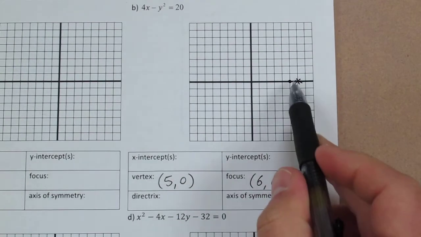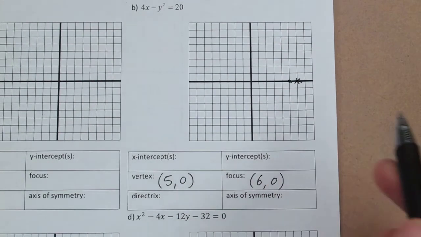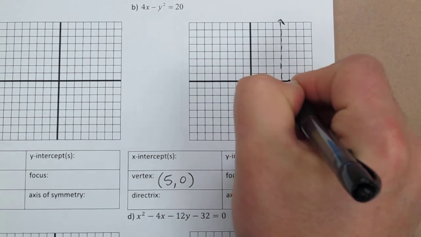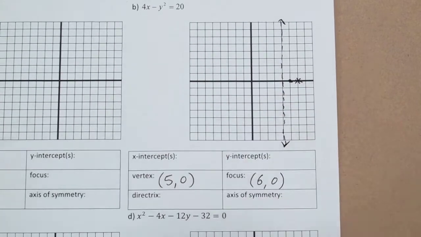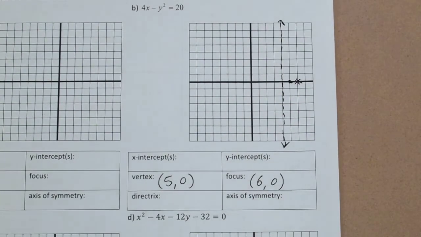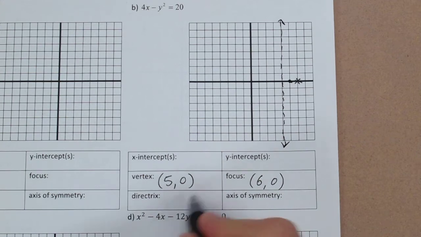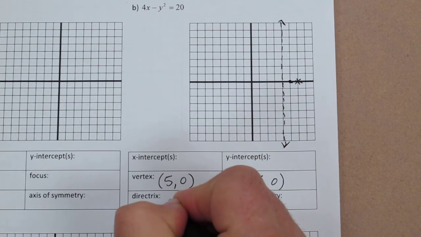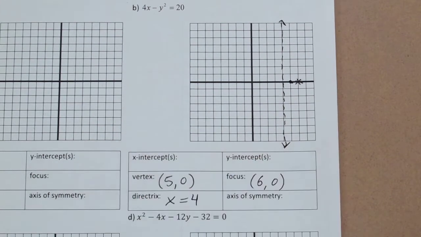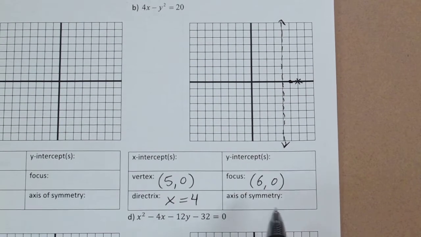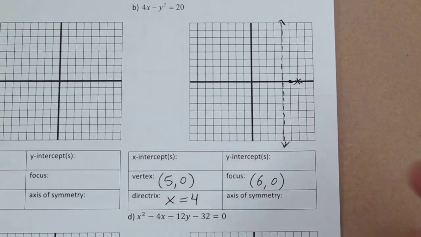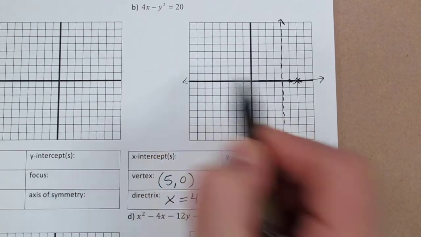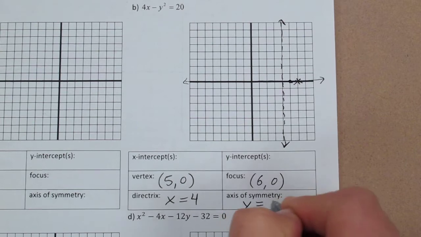Now the directrix is going to be 1 unit to the left of the vertex. So the directrix is located, let's see, this is 5, 0. So 1 unit over would be 4. So it would be located at x equals 4. Finally, the axis of symmetry always runs through both the vertex and the focus. So the axis of symmetry looks like it's the x-axis in this case. So that is y equals 0.